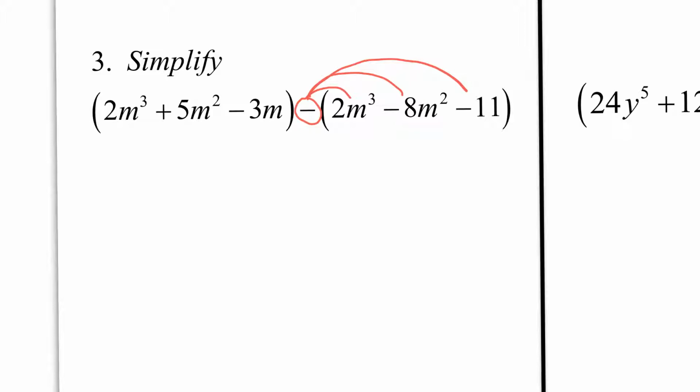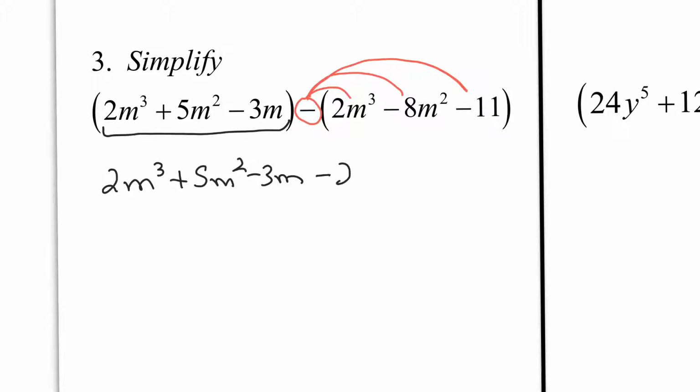The first polynomial is going to stay the same. So I'm just going to bring it down, 2m cubed plus 5m squared minus 3m. I didn't change the signs. I didn't change any of the numbers. But now I'm going to distribute the negative to the second parenthesis. So the negative times a positive 2m cubed, that's a negative 2m cubed. The negative times the negative 8m squared, that's a positive 8m squared.